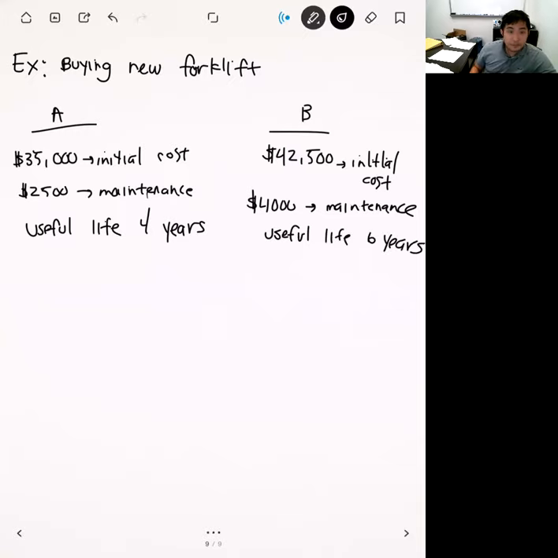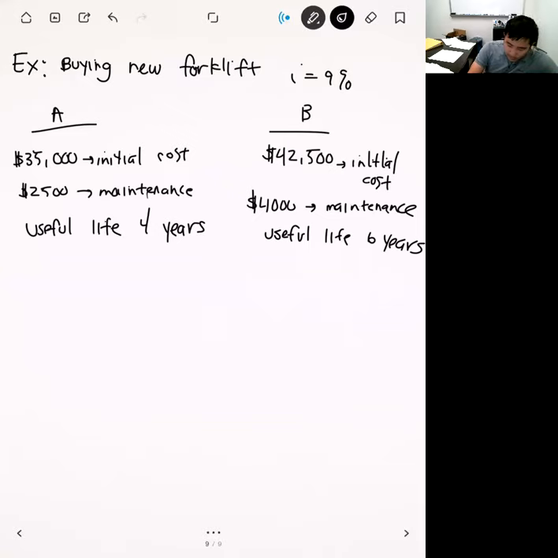All right. And so assuming we have an interest rate of 9%, and assuming that these forklifts will be used indefinitely, let's determine which forklift is the better one for the company to buy, assuming that forklifts A and B do relatively the same thing. And so performance-wise, they are the same.